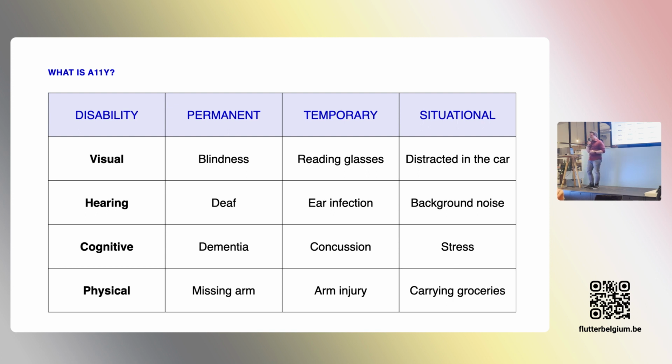So for example, there are several visual disabilities. A permanent one is blindness, a temporary one might be the need for reading glasses, and then a situational one might be being distracted in the car. So yeah, many people have visual disabilities, and I think we should allow them to use our apps just like regular users would. Apart from maybe people who are distracted in the car, don't use your phone in the car. But for blind people and people who use reading glasses, there are definitely options.